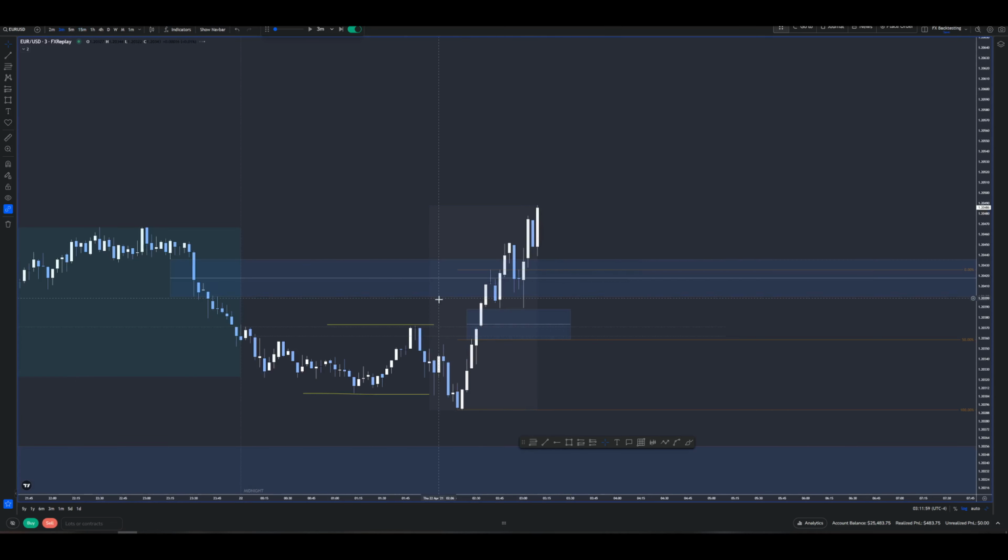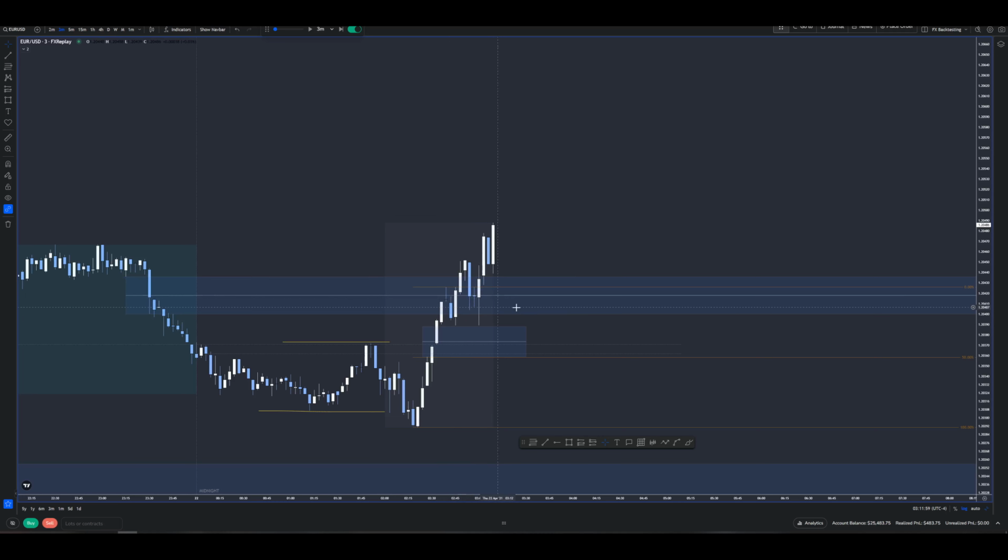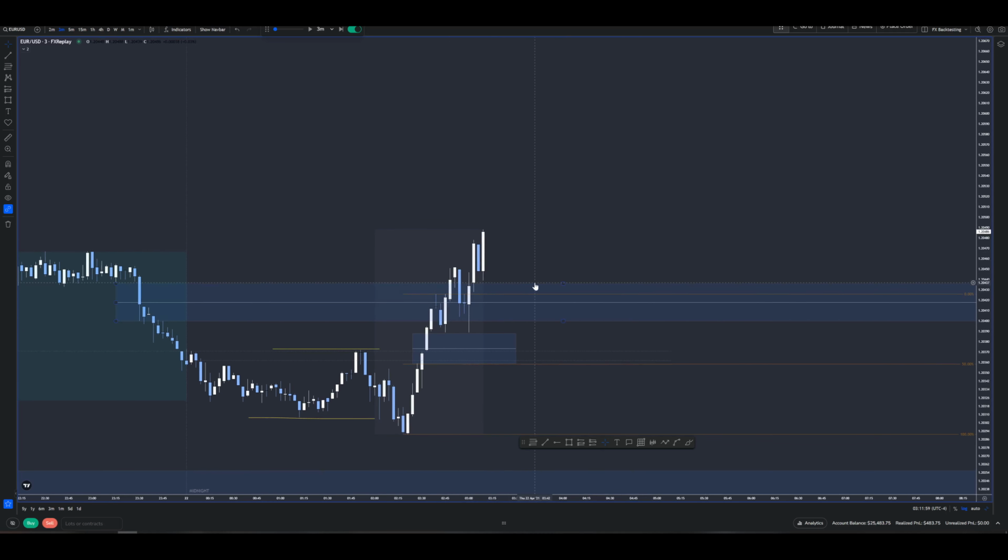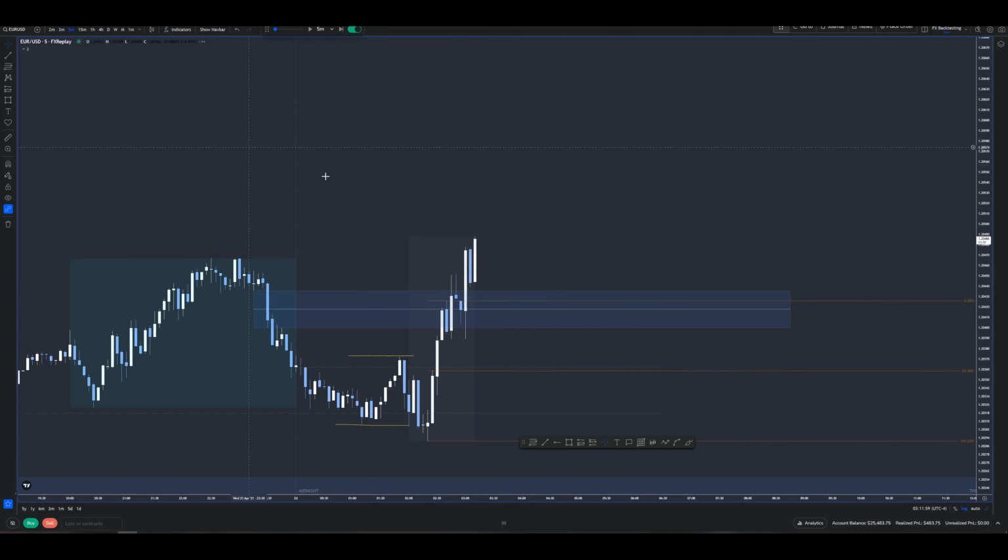Then we go to the 3 minute. Price goes above, trades above this level, then goes back and look what it is respecting. It's respecting the consequent encroachment. So whatever, it's nice to see these kind of stuff working out. Let's see the 5 minute. Yeah, we have a bullish effect right here.